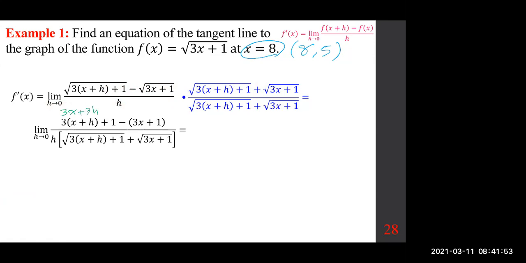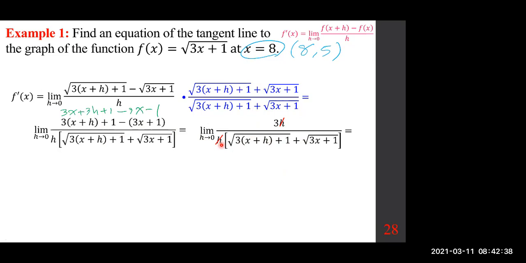3x plus 3h plus 1 minus 3x minus 3, minus 1. Okay. Minus 1, 1 minus 3, minus 1. And so everything cancels out except 3h in the numerator. We are not touching the denominator, notice. And see what happens. We find a way to get rid of the h. That's really the process. How do we get rid of the h in the denominator? We did all of this, so this goes away. And it does.